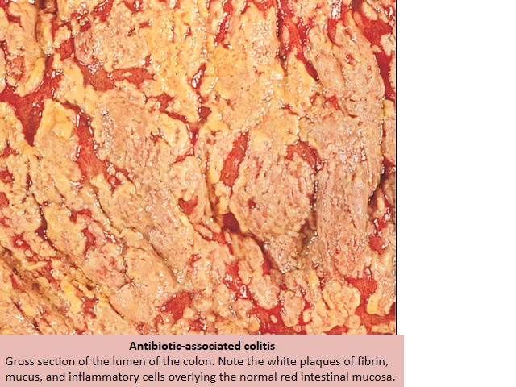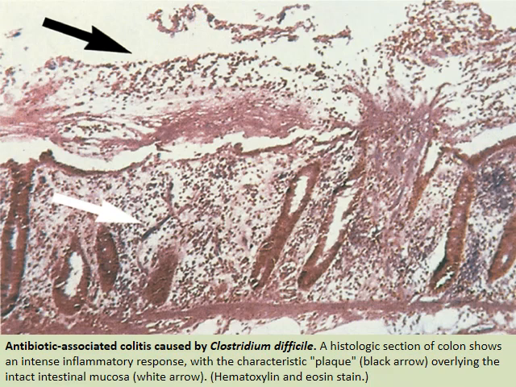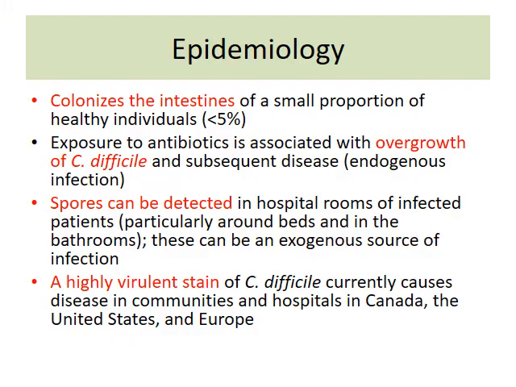So you have to look at the gross section of the colon of those people, colonoscopy, and you see a typical picture. This is called pseudomembranous colitis. It is not a real membrane, it's a pseudomembrane, but there is inflammation of the colon. If you look at the histological section, you can see intense inflammatory response. And you can see over here a plaque. This is a plaque, over here a black arrow, which overlies the normal intestinal epithelium. And then again, the whole system is messed up.